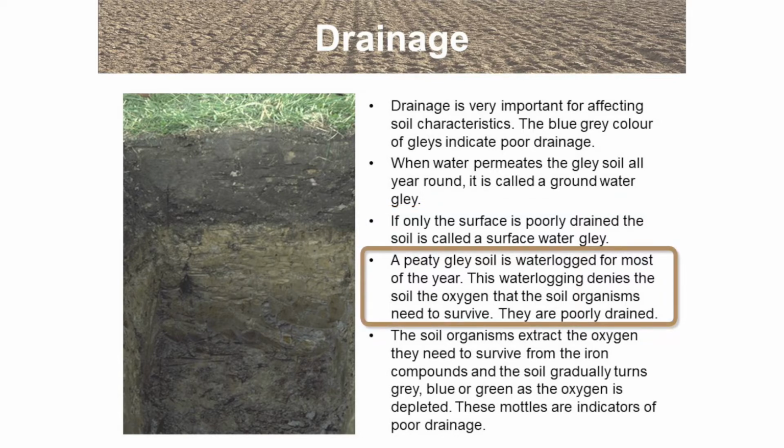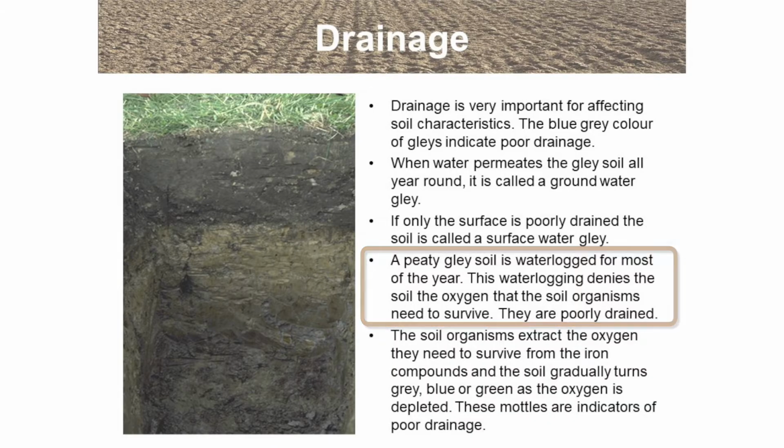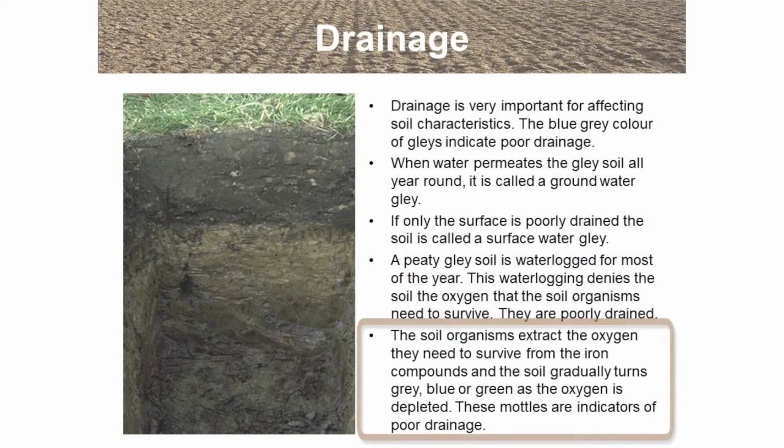A peaty clay soil is waterlogged for most of the year. This waterlogging denies the soil the oxygen that the soil organisms need to survive. Consequently, they are poorly drained. The soil organisms extract the oxygen they need to survive from the iron compounds, and the soil gradually turns grey, blue or green as the oxygen is depleted. These mottles are indicators of poor drainage.